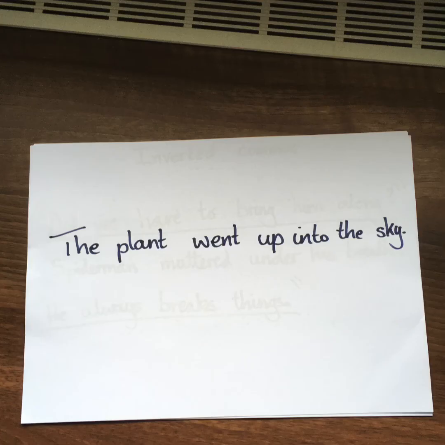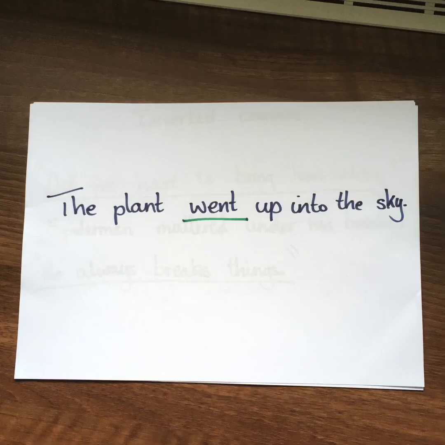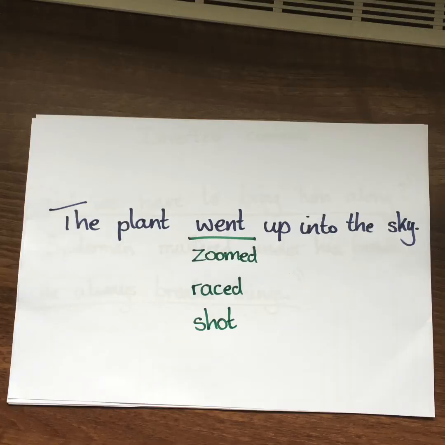Now I've got a second sentence. The plant went up into the sky. Went is a weak word. It doesn't really tell us very much. So I need to think of some different words I could use instead of went that help the reader to understand what was happening. So I've thought of some alternatives to use. These are synonyms for went in this sentence.